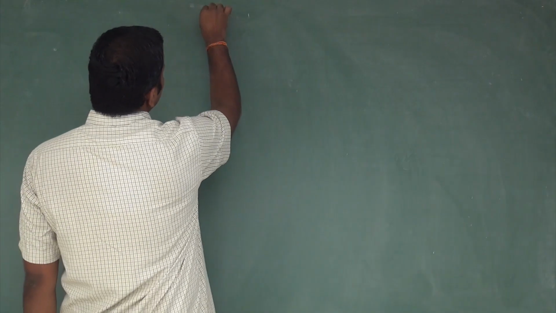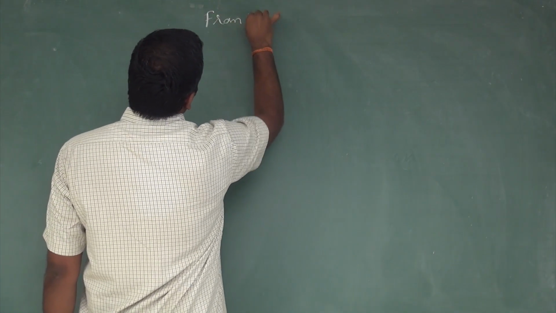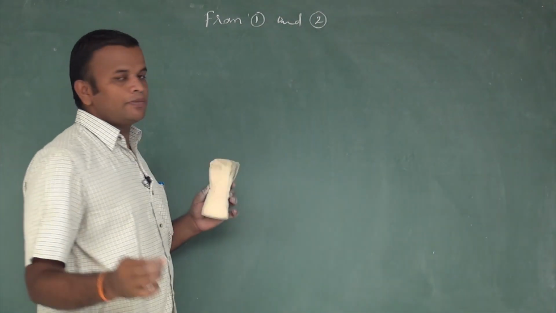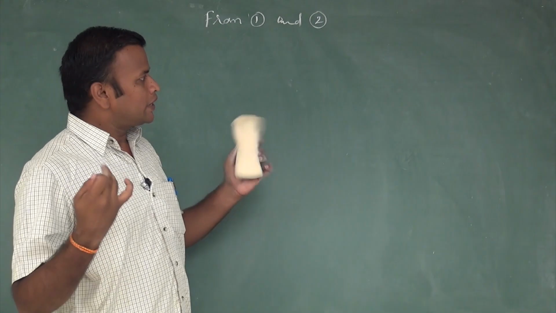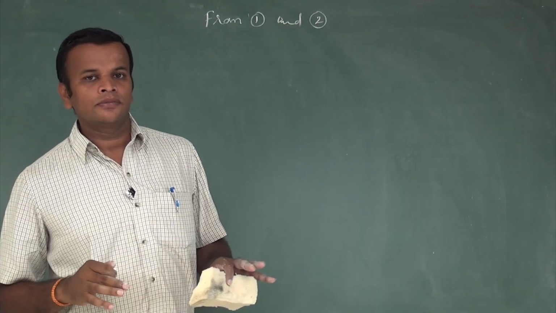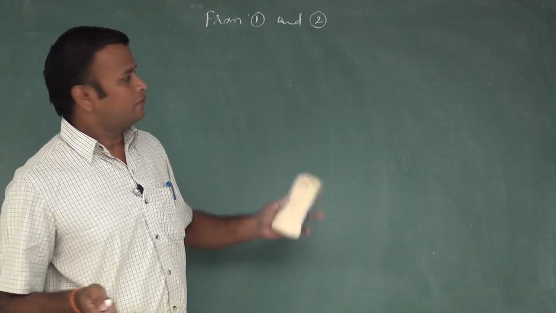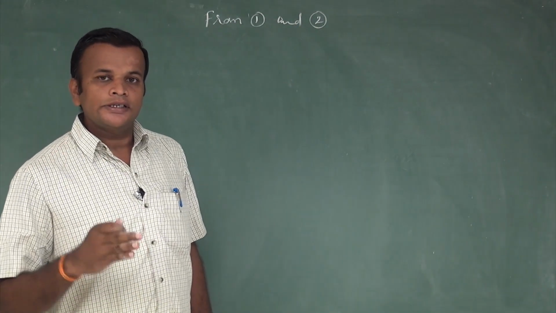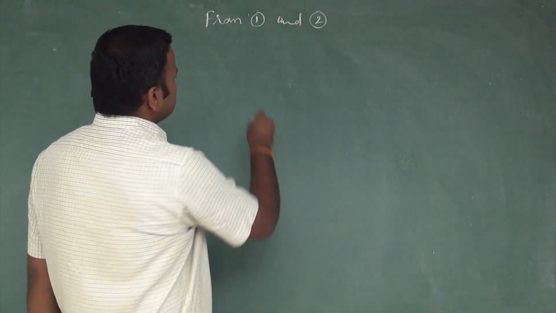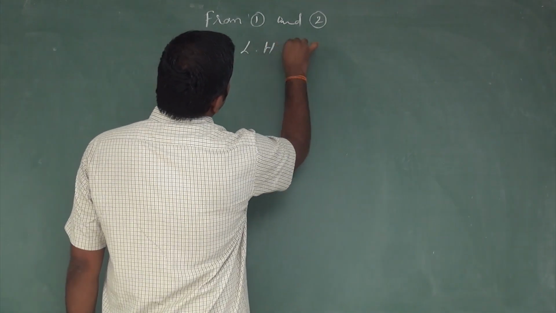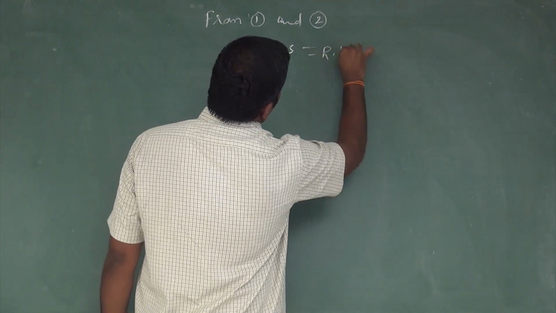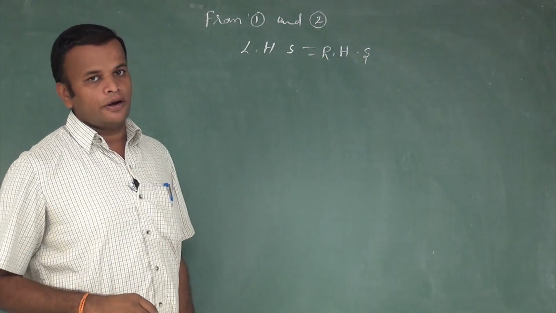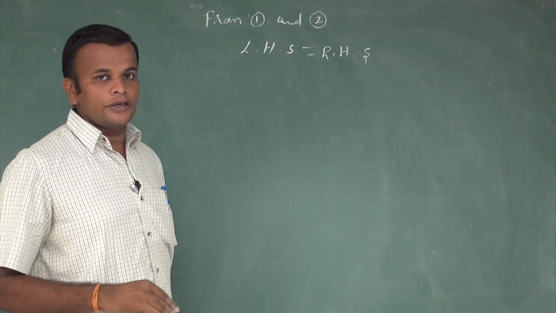From 1 and 2, the conclusion is very important. We must write the conclusion because it is a proof sum. What we identify from equations 1 and 2, we check that both the LHS and RHS are equal. So we must write that LHS and RHS both have the same number of ordered pairs. So LHS and RHS both are equal.